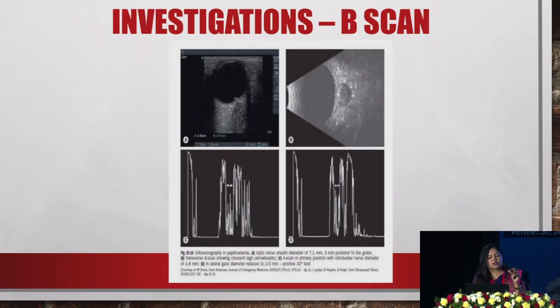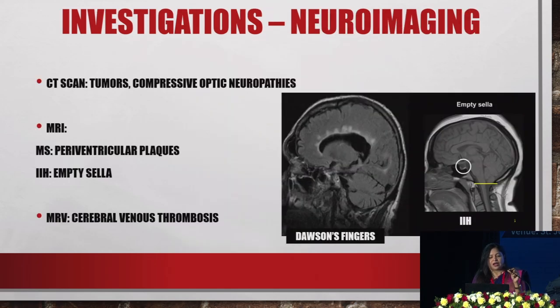And B-scan also, these all help in aiding the diagnosis, but the main diagnosis is already made by the clinical findings. You can see a crescentic shadow just behind the retrobulbar optic nerve. And in a transverse B-scan, you can see that crescent sign. Other imaging, neuroimaging, of course, you have to do MRI to look for the characteristic Dawson's fingers, periventricular plaques you see in MS, and empty sella in IIH. And definitely you have to rule out, not just MRI, an MR venogram to look for cerebral venous thrombosis.